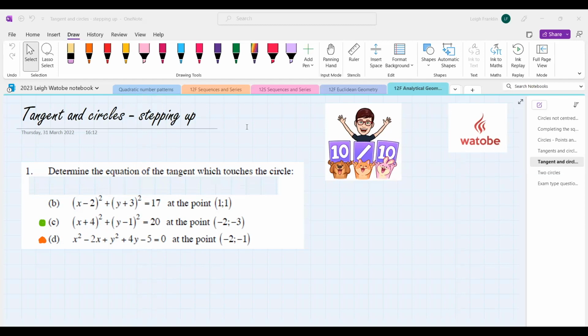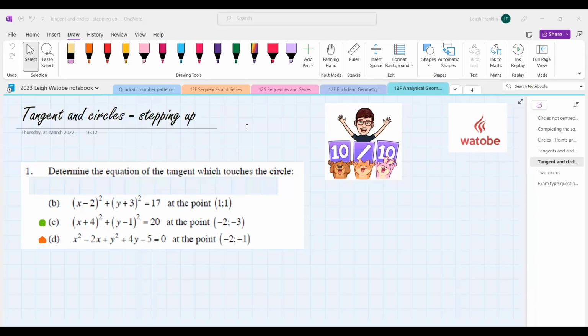Anyway, I know Coco was here with you last time, and I know she spoke to you about tangents to circles, a very important part of analytical geometry in grade 12. I just wanted to do a brief recap of that at the beginning of the lesson and then jump into a more difficult application type question.